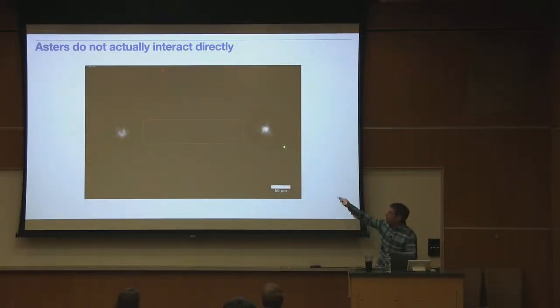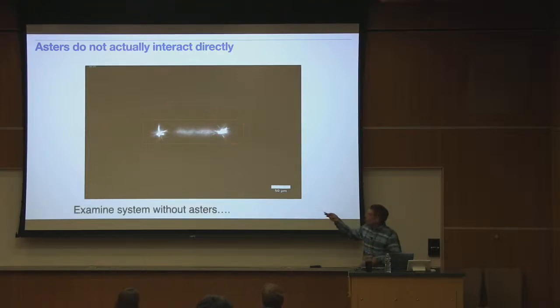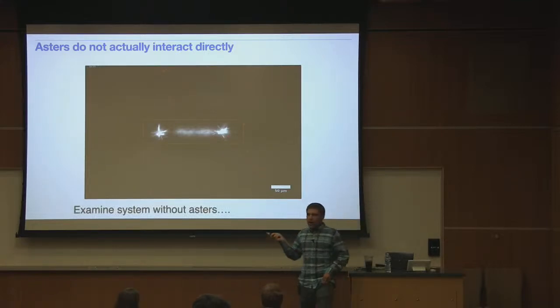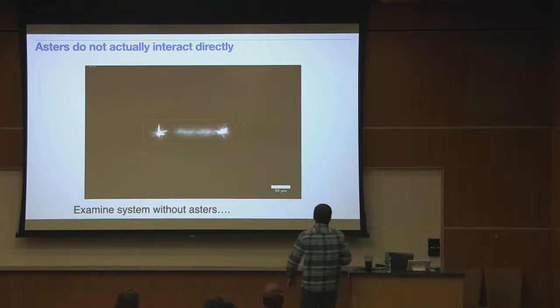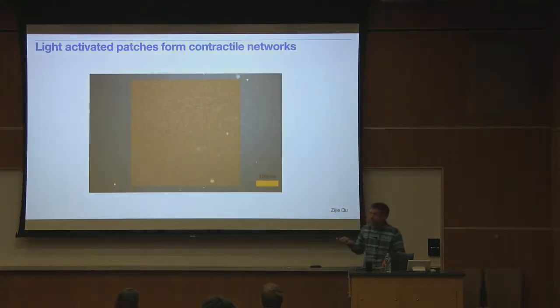You'll see it more here. We have these two asters, and now if you look inside the bar, the asters actually don't even interact directly. We shine light, and there's this network of microtubules that forms in the middle. What we found going forward is that all of the physics of these programs is actually being driven by this microtubule network that's forming in the background of the system, which is acting like the actuation device. Using this light control, we developed an experimental system to actually study this background microtubule network.